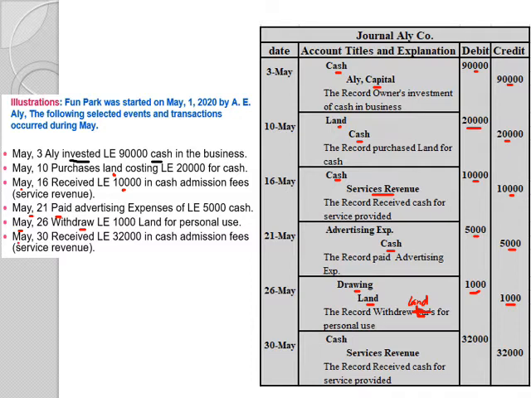May 30, received 32,000 pounds cash admission fees. Record cash received, cash increase, cash normal balance debit and assets, record in the debit side and amount in the debit column. Services revenue increase or recognition, record in the credit side, amount in the credit column. Explanation, the entry, the record received cash for services provided.